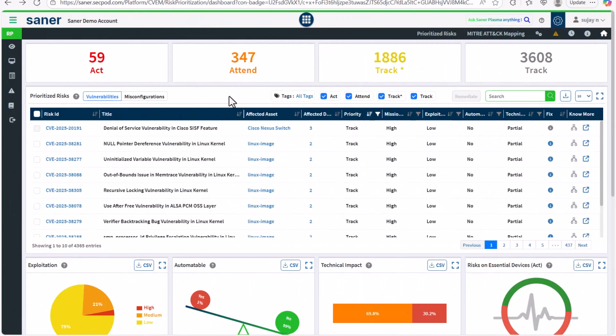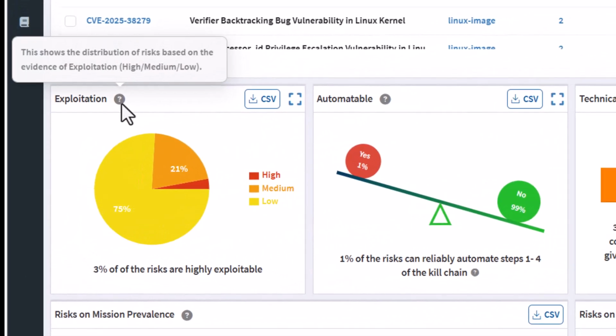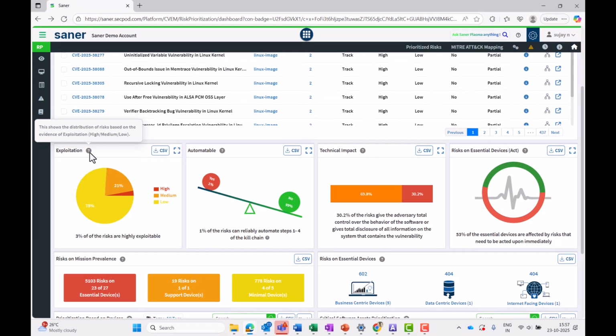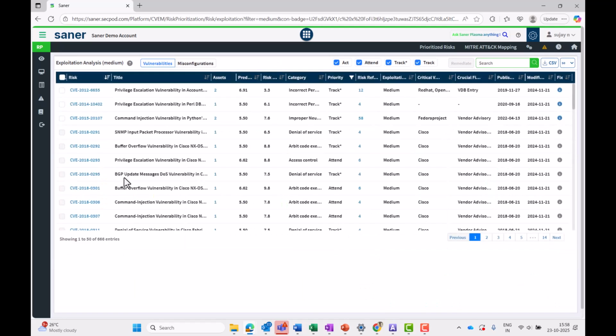Now let's take a closer look at the factors driving risk prioritization, starting with the state of exploitation. This measure captures whether there is evidence of active exploitation for a given vulnerability. It doesn't predict if attackers might build an exploit in the future or how easy that might be. Instead, it reflects what's happening right now, at the time of analysis.